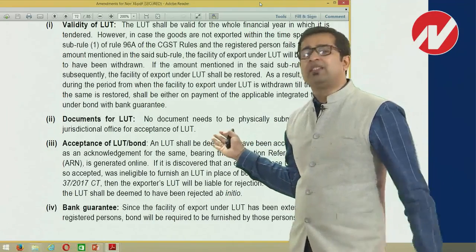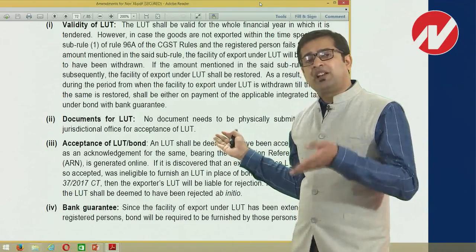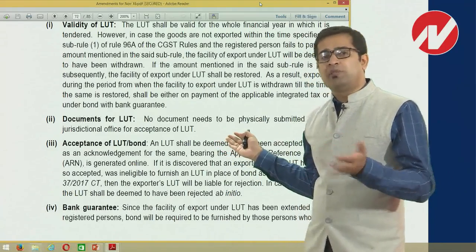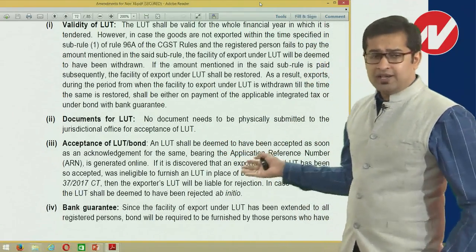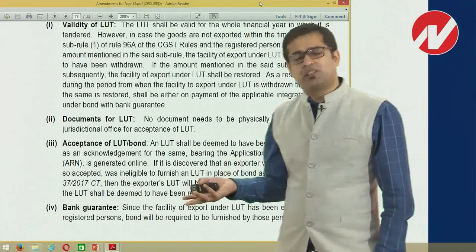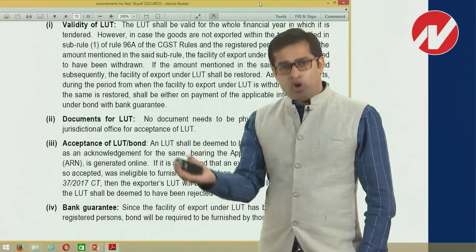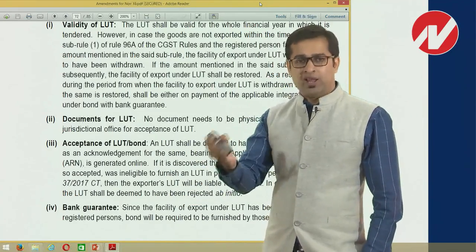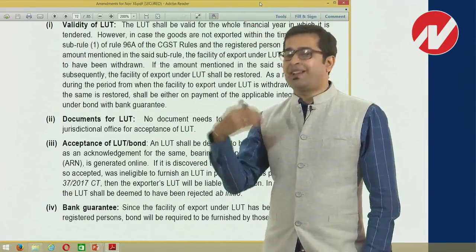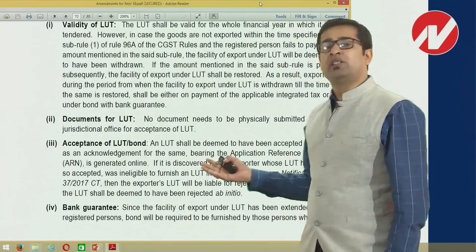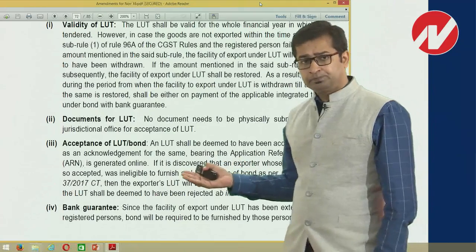फिर डॉक्यूमेंट्स दैट आर रिक्वायर्ड टू बी सबमिटेड विद एलयूटी, तो टेक्निकली नथिंग, because you are giving an undertaking at the beginning of the year, so you don't have to submit any other document. Then it talks about acceptance, so deemed acceptance. The moment you submit it online, because LUT has to be submitted online, the moment you submit it online, an acknowledgement will be generated, and an acknowledgement itself is called as an acceptance.